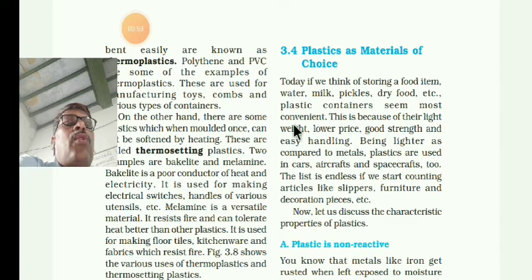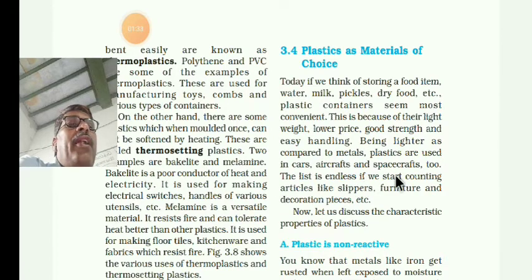So, what does all this tell us? It tells us the uses of plastics. You know that plastics have many uses. We store food items in plastic containers. Plastics are also used in cars and aircraft. Aircraft means a vehicle able to fly by gaining support from the air. And we also know spacecraft, a vehicle or machine designed to fly in outer space. So these are all uses.